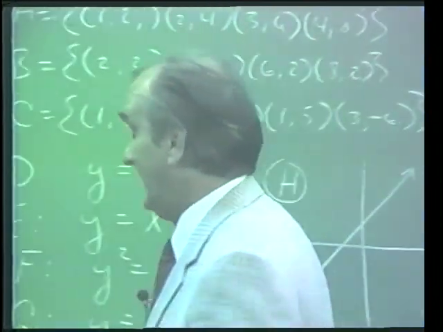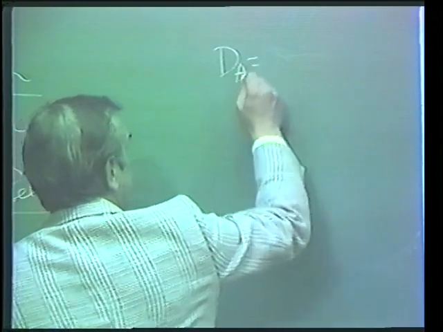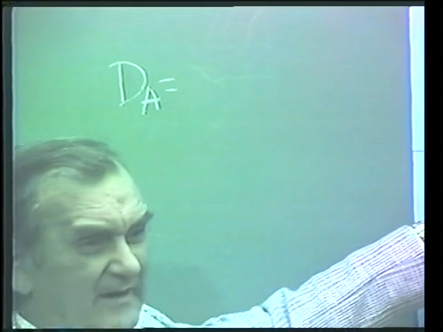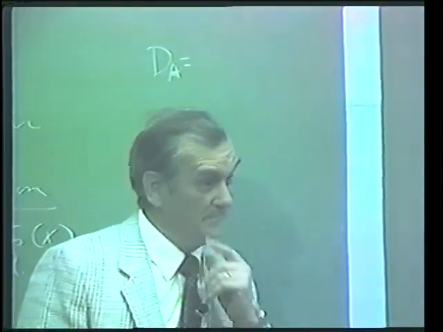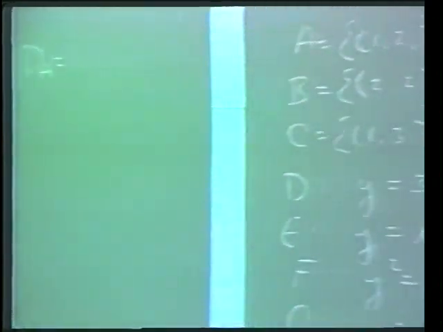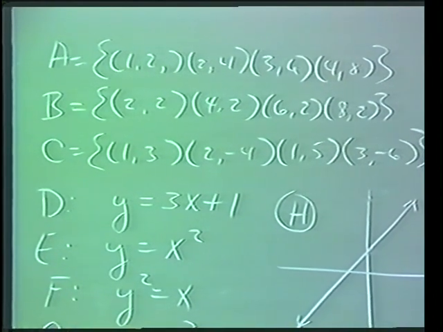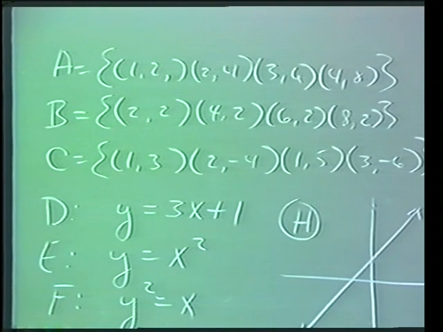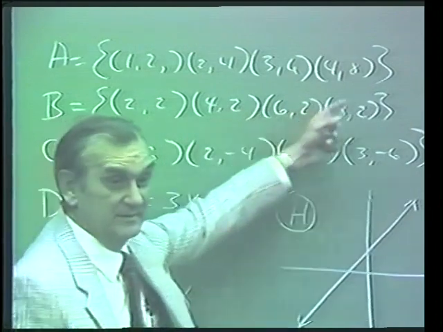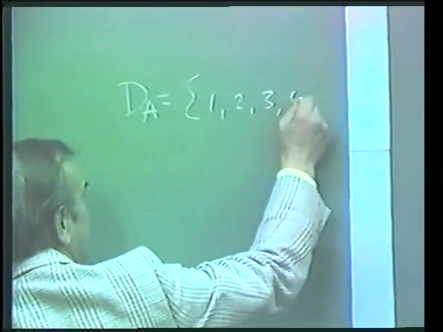Now the symbol for domain is D. So if I asked you to find D of A, the domain of the relation A, what would be the domain of the relation A? Tim? Go ahead. 2, 3, 1, 2, 3, 4. It's the set of all x's that we use here. So the domain of A would be the set 1, 2, 3, 4.